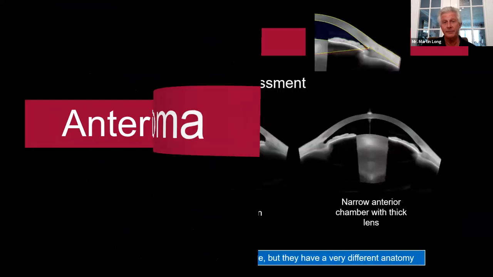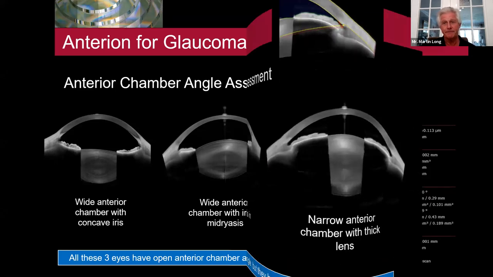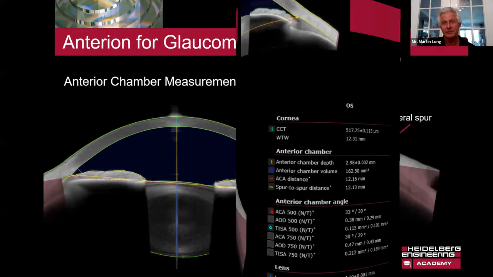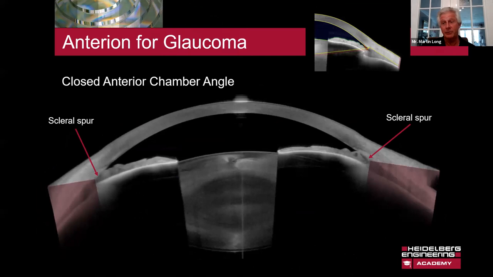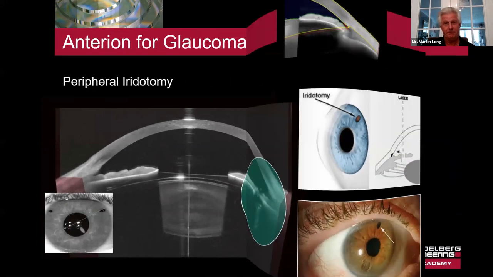Finally, for glaucoma, already mentioned by Dr. Pooja, you can look at how the anterior angles are. You can quantify all of the measurements of the anterior segment, including the scleral spur. You see very nicely with swept-source OCT. You can see a peripheral iridotomy. Probably you see it better on a slit lamp, but you can see it.